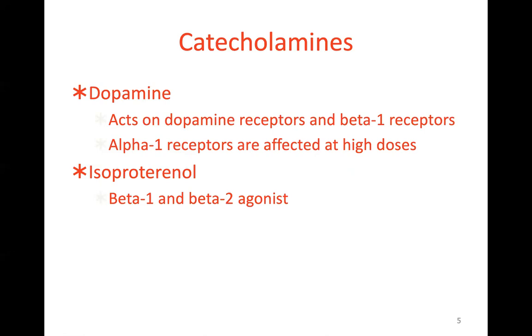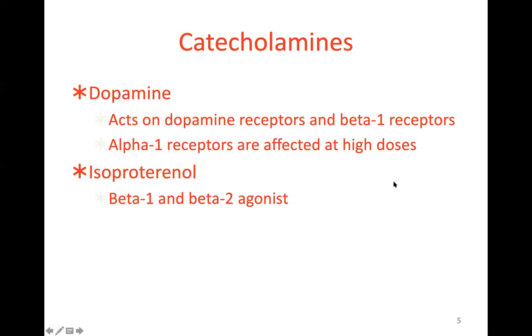And by stimulating the dopamine receptors, one of the things we do see is that it helps to maintain renal function. The dopamine receptors are involved in renal blood flow. At really high doses, you can actually get vasoconstriction because it can stimulate the alpha-1 receptor. And so that is a concern.